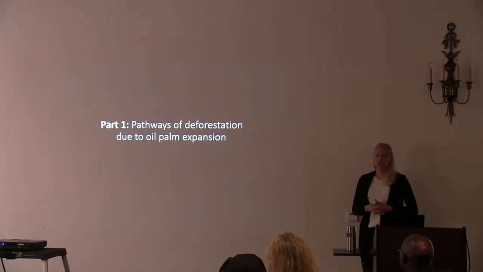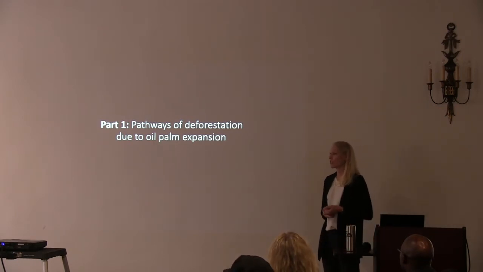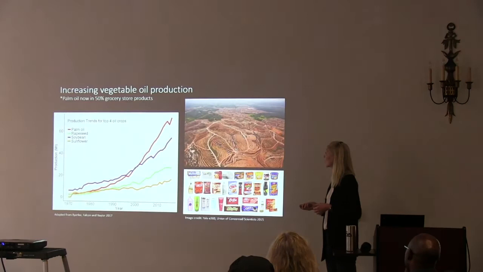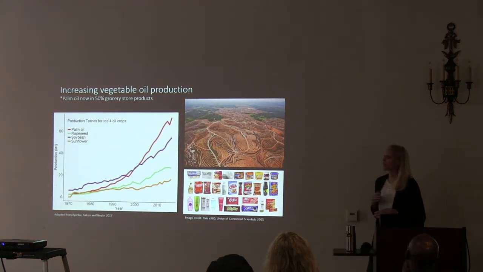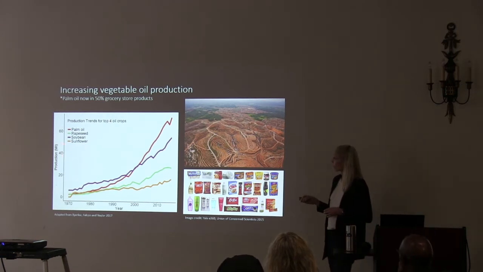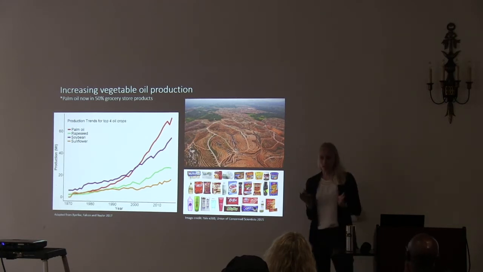Okay, so in terms of part 1, I'll talk about pathways of deforestation, and specifically deforestation associated with oil palm expansion. For those of you who don't know, vegetable oil production has increased rapidly over the last several decades. You're seeing production here on the y-axis for the top 4 oil crops since the 1970s. And demand for vegetable oils generally has increased, but palm oil in particular has really surged in terms of production at a much more rapid rate, to the point where it's now in about 50% of any product you would buy in a grocery store, including here in LA.